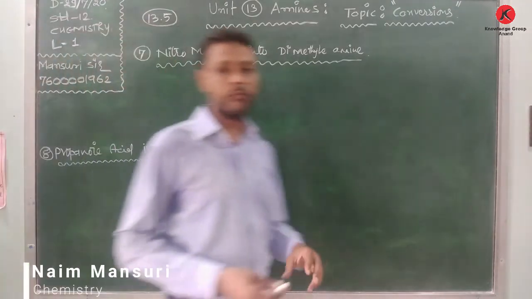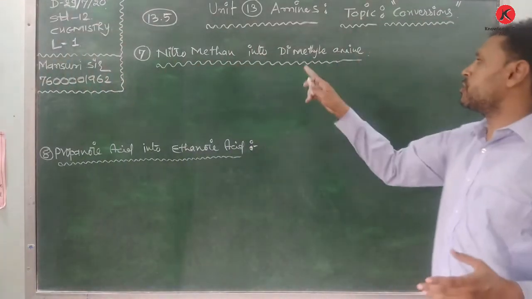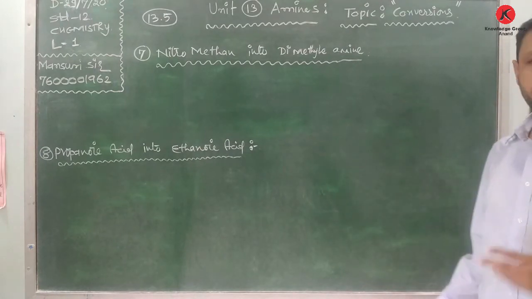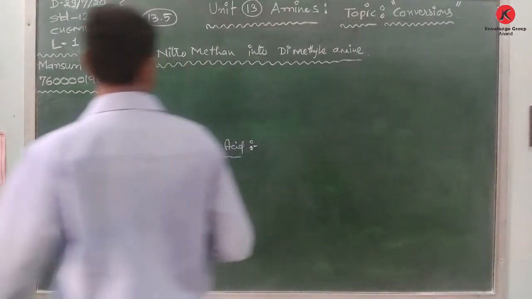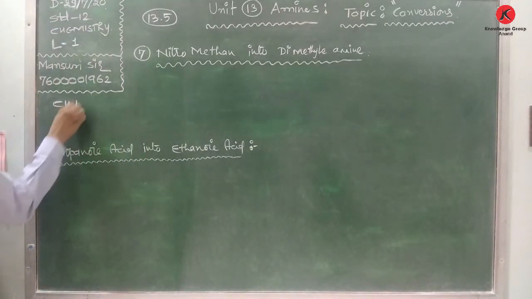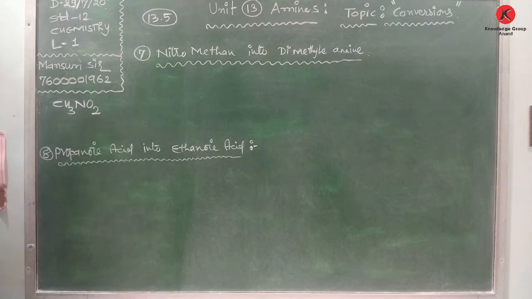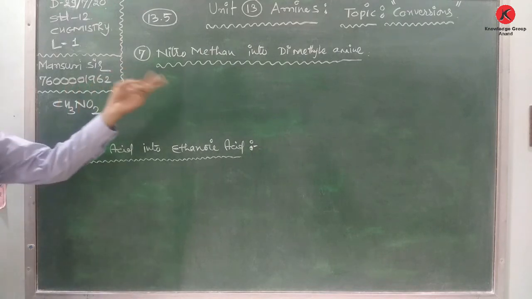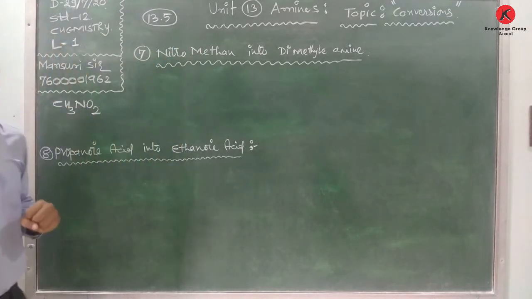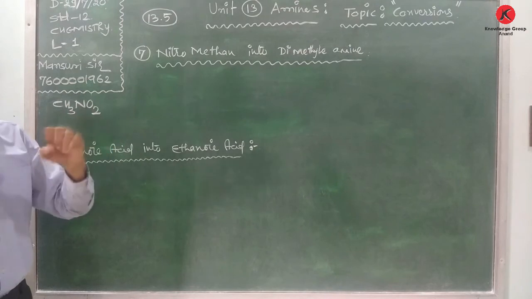Students, now we are moving to nitromethane into dimethylamine, and thereafter propanoic acid into ethanoic acid. First we take nitromethane. Here CH3NO2, that is your nitromethane. When nitromethane is given and we have to form dimethylamine, that means two alkyl groups and one amine. Secondary amine we have to make.